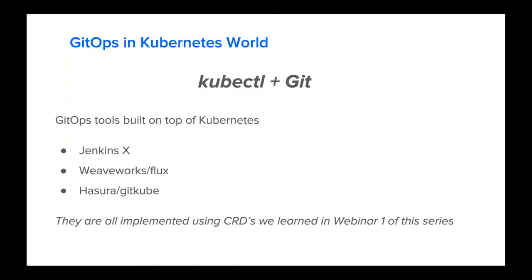So in terms of the Kubernetes world, GitOps can be achieved with kubectl, along with Git, of course. And some of the tools which have been built for GitOps are Jenkins X, Weaveworks Flux, Hasura GitKube, and also we're going to explore Argo CD today, which also uses the GitOps way of doing the deployment.